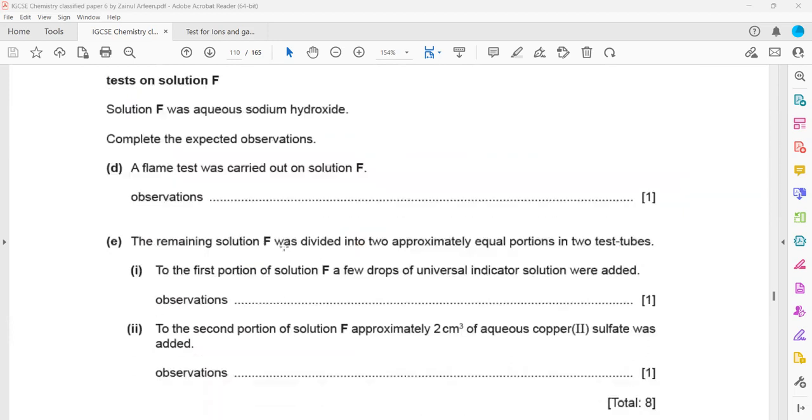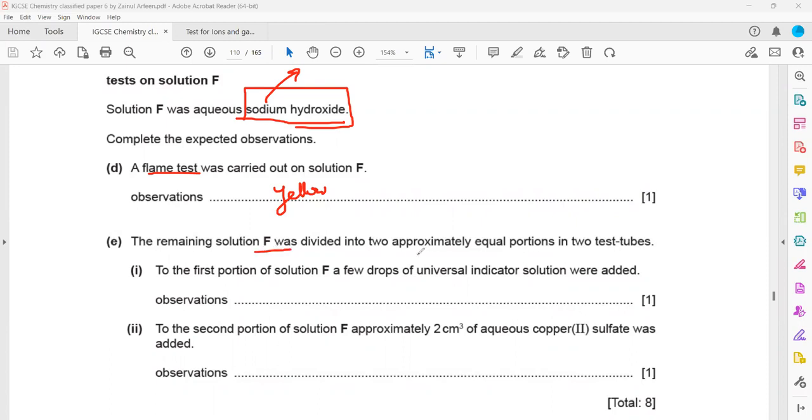Then next question, test on solution F. Solution F is aqueous sodium hydroxide. Complete the expected observation. So sodium hydroxide is there. If we carry out a flame test, there's a sodium ion. Yellow flame. So it will be yellow.